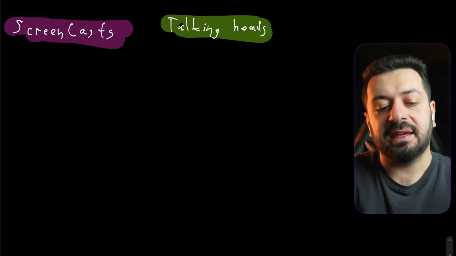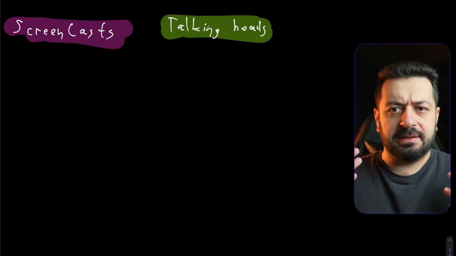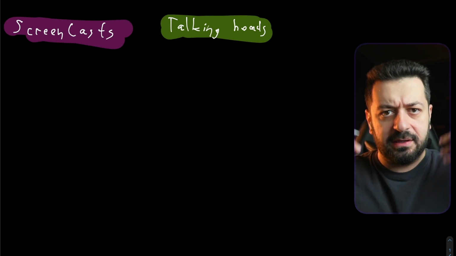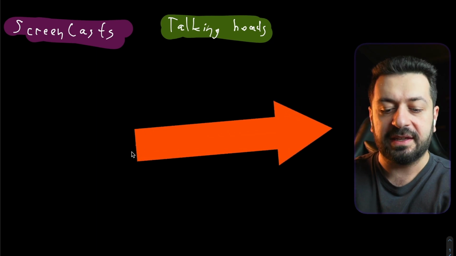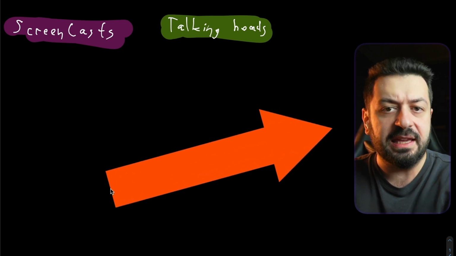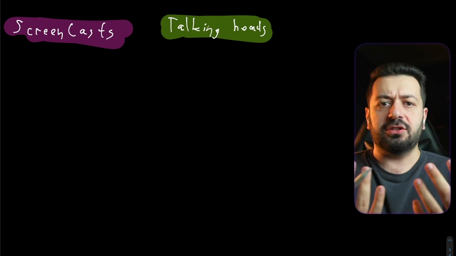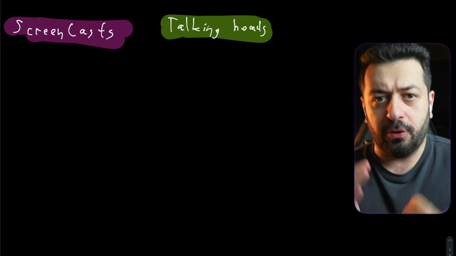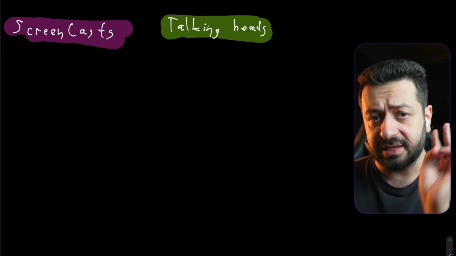Talking heads is a simpler type of recording. Imagine only having this part of the screen, only having a face and nothing else. This is what a talking head is. Basically, you're sitting down in front of the camera, explaining the topic and just talking into the camera. These are basically the two main types of videos.